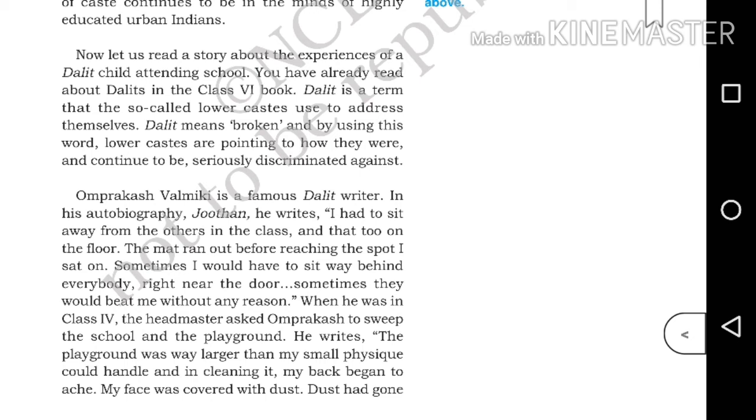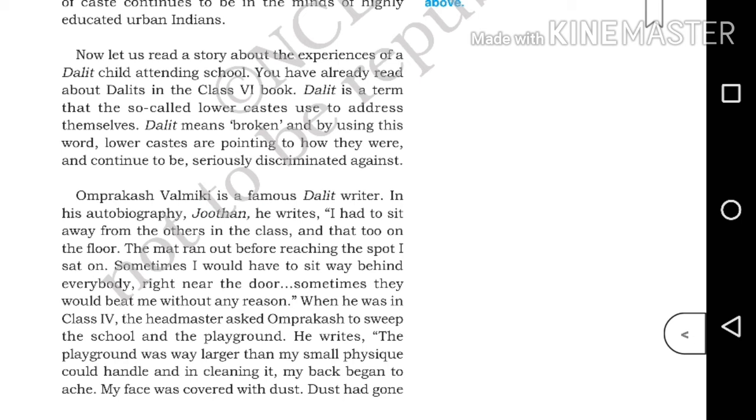Isn't it? Yes. Om Prakash Valmiki is a famous Dalit writer. In his autobiography Joothan, he writes, "I had to sit away from the others in the class, and that too on the floor. The mat ran out before reaching the spot I sat on. Sometimes I would have to sit way behind everybody, right near the door. Sometimes they would beat me without any reason."